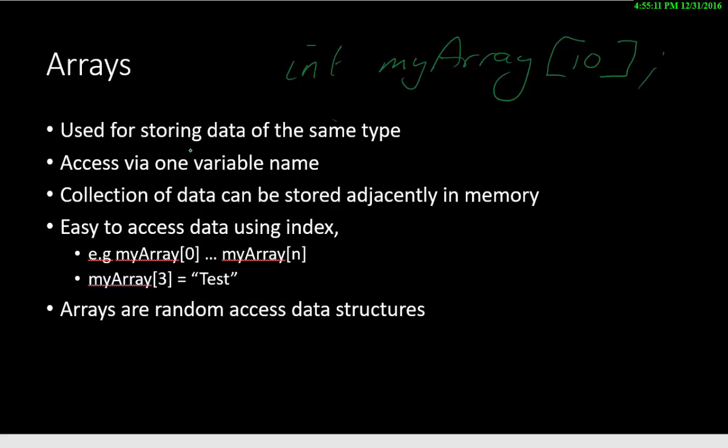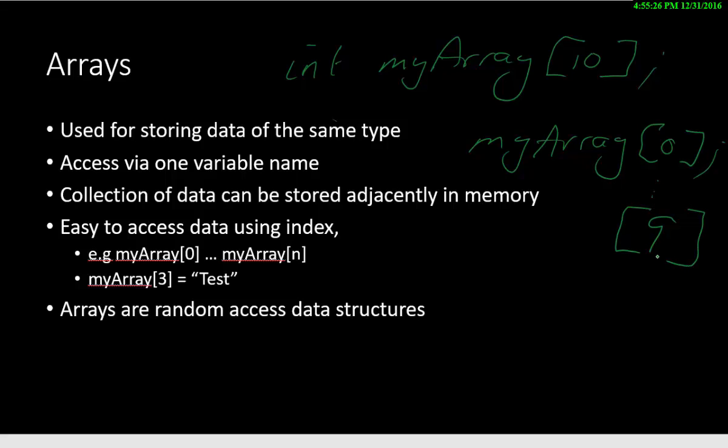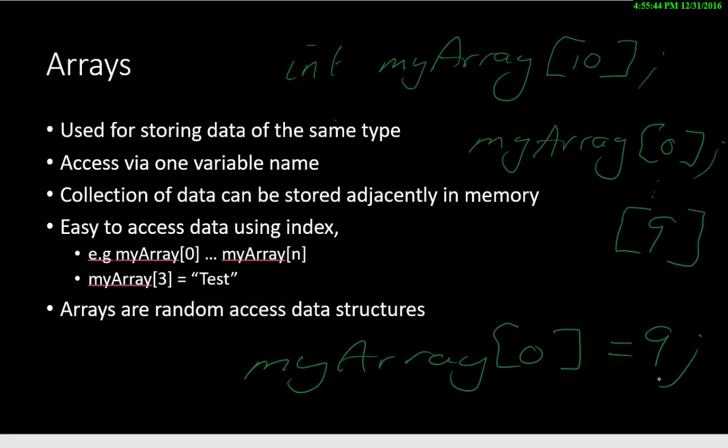You access it via a variable name, myArray in this case, and you use the index 0 to, in this case, 9, because we have 10 elements. So it would be myArray 0 all the way to myArray 9. For example, if it's integers, then you would want to put a number into an element. You could set it quite easily, so that contains the number 9, for example, in array position 0. In array position 1, that might contain the number 3, whatever you're using it for.